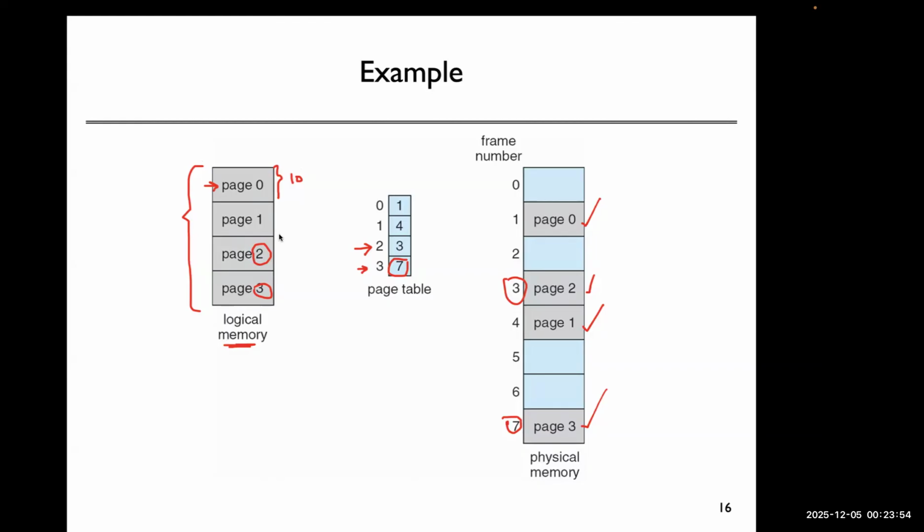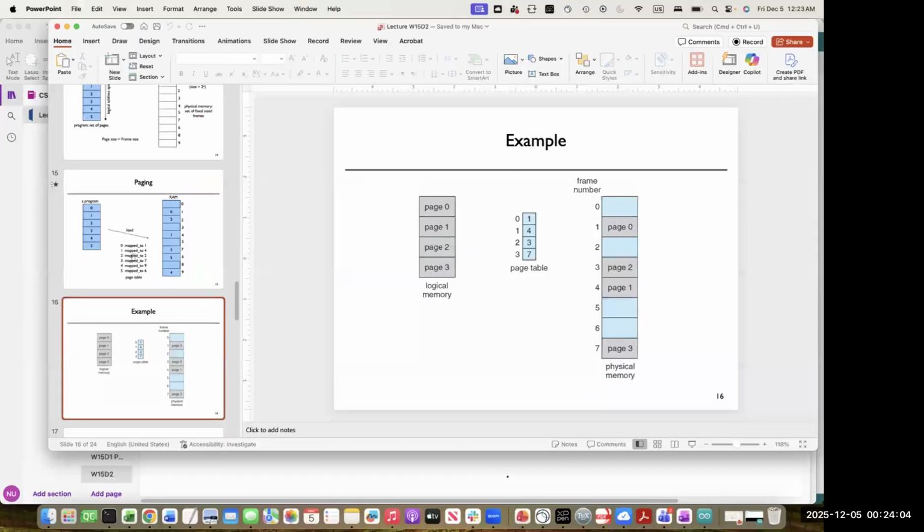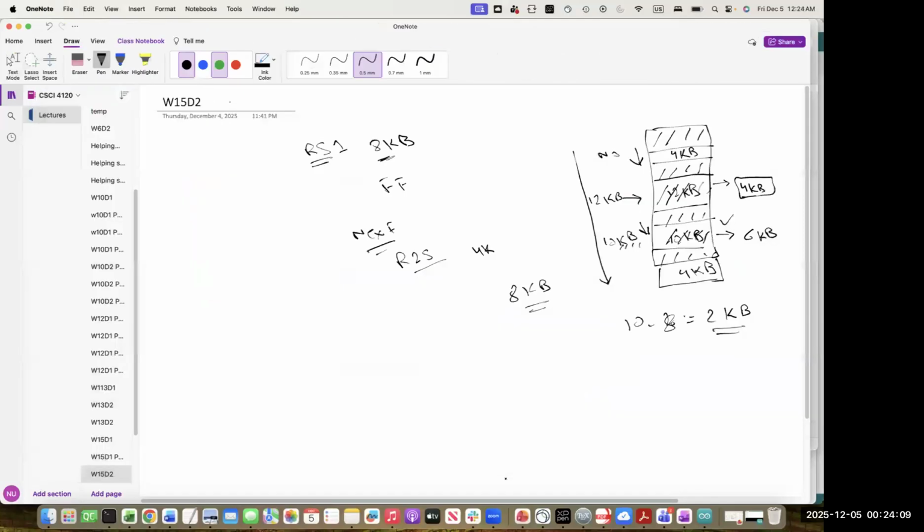Let me go to OneNote to explain it because I don't want you to be confused. If you don't understand it clearly at this point, then in future you will be struggling with the idea of paging. So let's say you have a page of a given size. In this example, I'm assuming each page is of size 10 bytes.